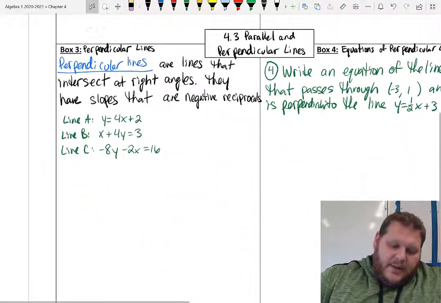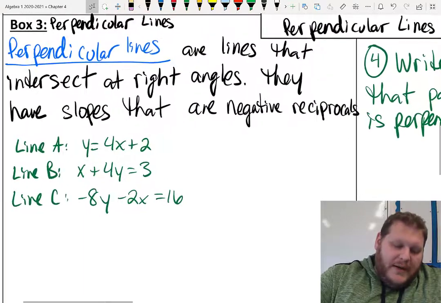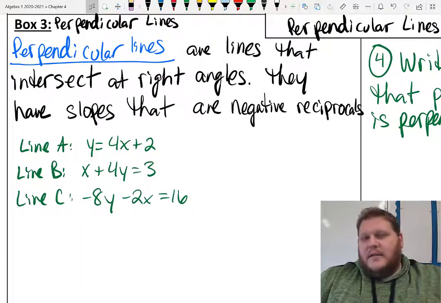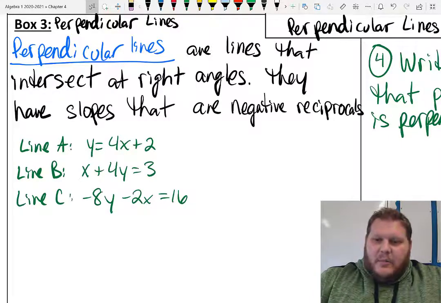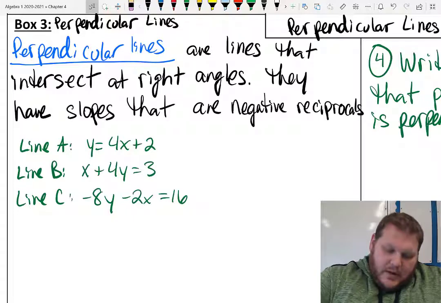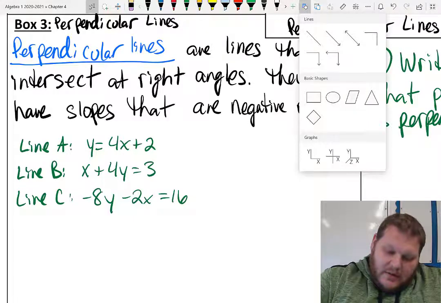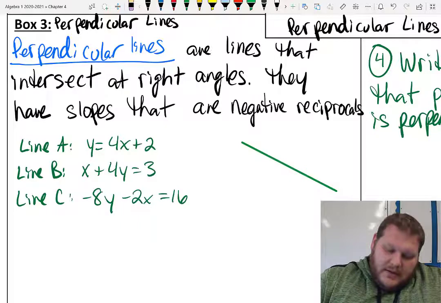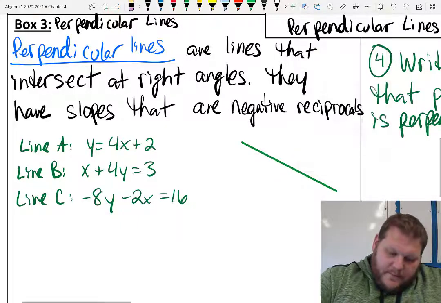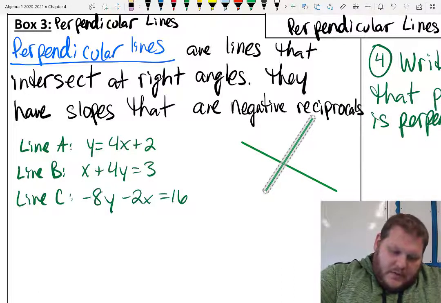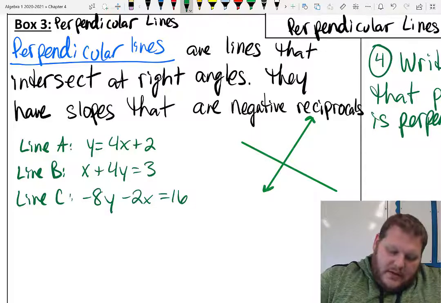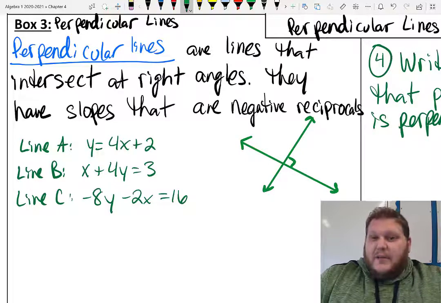Our other idea that we're talking about here for boxes 3 and 4 are perpendicular lines. Now, perpendicular lines are lines that cross at a right angle. So if I was going to sketch a little picture of perpendicular lines, we could do something like this here, and then I need to make another one here. Let's just say that looks about 90. So we've got these two lines intersect each other at exactly 90 degrees. So they intersect at right angles.